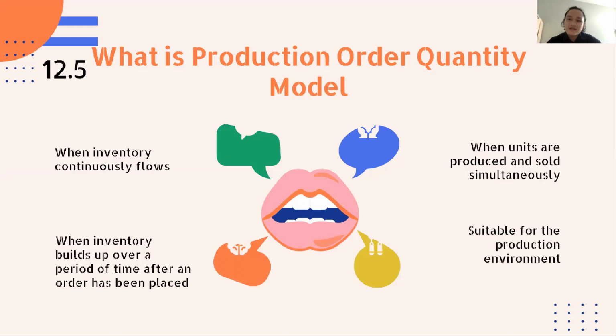Under these circumstances, we take into account daily production or inventory flow rate and daily demand rate. Because this model is especially suitable for the production environment, it is commonly called the production order quantity model. It is useful when inventory continuously builds up over time, and the traditional economic order quantity assumptions are valid.